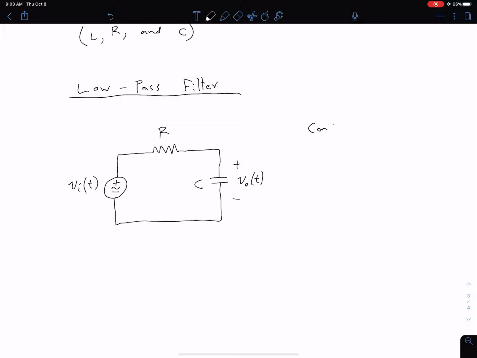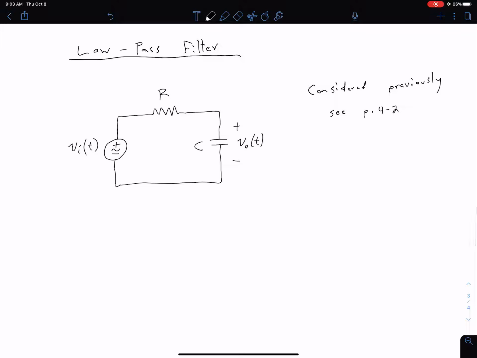So let me just make a note. We considered this circuit previously. The reason I say that is we're going to use some results that we had already derived. In the notes posted on Canvas, see page 4-2. Of course, this was also covered in a previous video, but from that video and those notes we had found the transfer function for this circuit, H of j omega, which in general, remember, is equal to the output over the input. We had found that to be equal to 1 divided by 1 plus j omega RC.